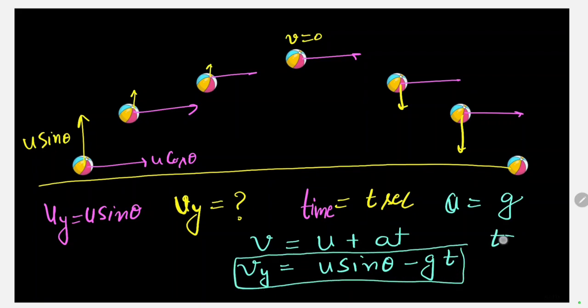Now if I put t equal to 1, I will get the velocity after 1 second. If I put t equal to 2, I will get the velocity after 2 seconds. So I hope it is clear.